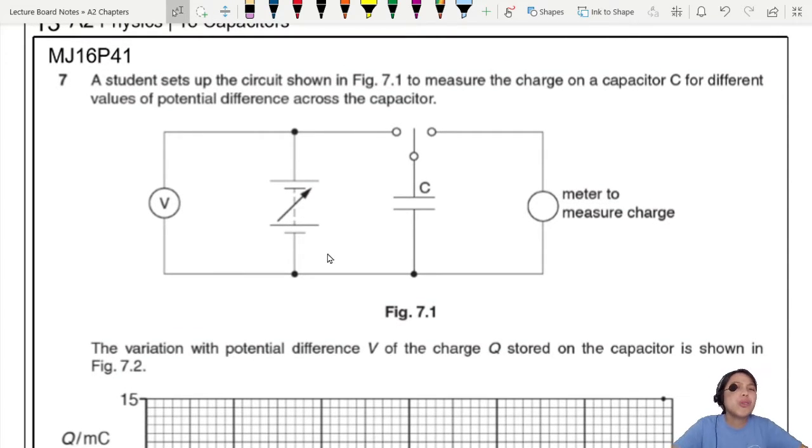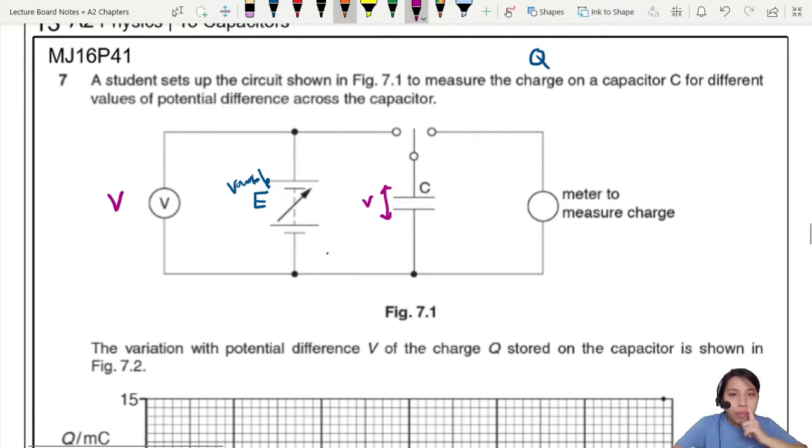Now a quick note, how do you measure charge Q? And why is this circuit set up like this? If you forgot how to interpret this, this is like a battery power source, a variable power source with the arrow here. On the left side, you have a voltmeter, and this is to measure not only this variable E, whatever power is set to, but also the potential difference across this capacitor. Okay, so that's V.